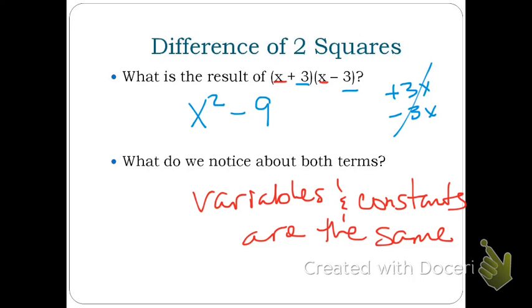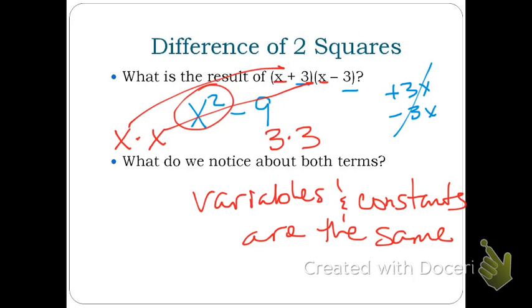So if we were to go backwards, if they gave us x squared minus 9, we should get, as our factored pair, x plus 3 and x minus 3. So how do we notice what's similar about this? Well, we have x squared. What is x squared? x squared is x times x. And what's the square root of 9? 3 times 3. These are both perfect squares. So if we bring one x here and one x there, and one 3 here and one 3 here, that's where these all come from.